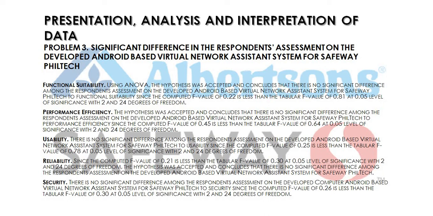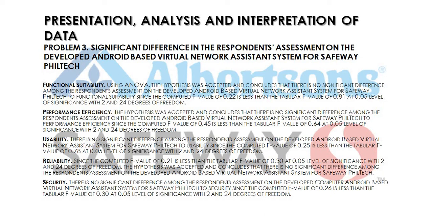Performance efficiency. The hypothesis was accepted and concludes that there is no significant difference among respondents' assessment of the developed Android-based virtual network assistance system for Safeway PhilTech to performance efficiency, since the computed f-value of 0.45 is less than the tabular f-value of 0.64 at 0.05 level of significance with 2 and 24 degrees of freedom.